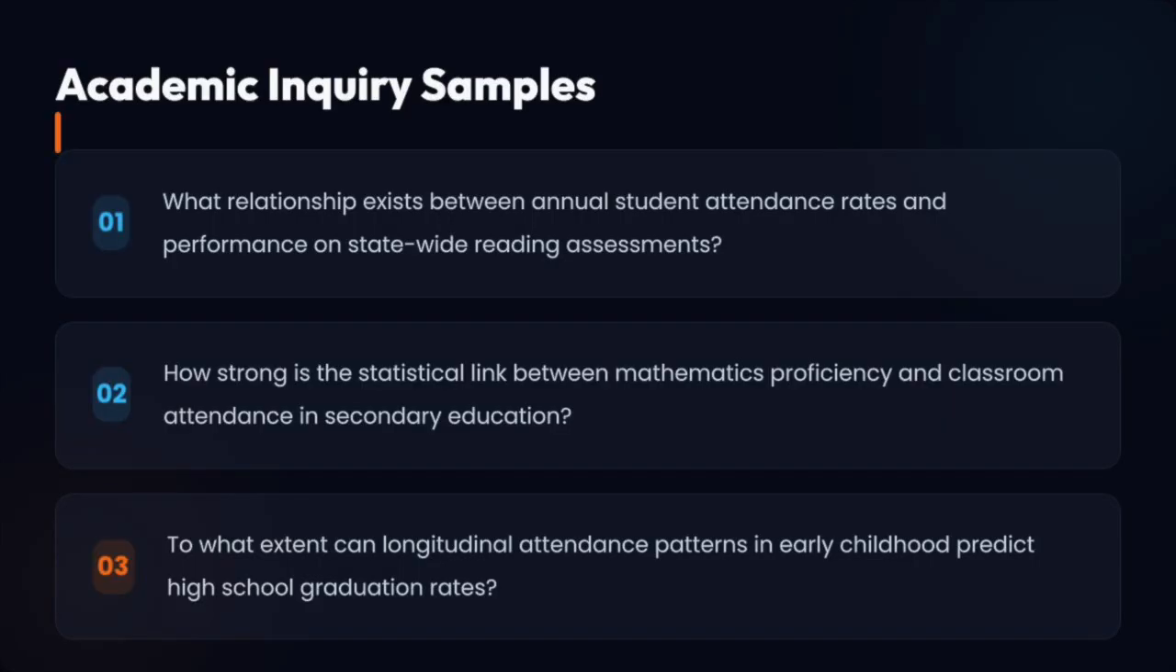The examples shown here illustrate typical correlational research questions. Researchers may investigate the relationship between attendance and reading achievement, attendance and mathematics proficiency, or whether attendance patterns in early grades can predict future outcomes such as graduation rates. These questions help educators identify factors associated with student success.